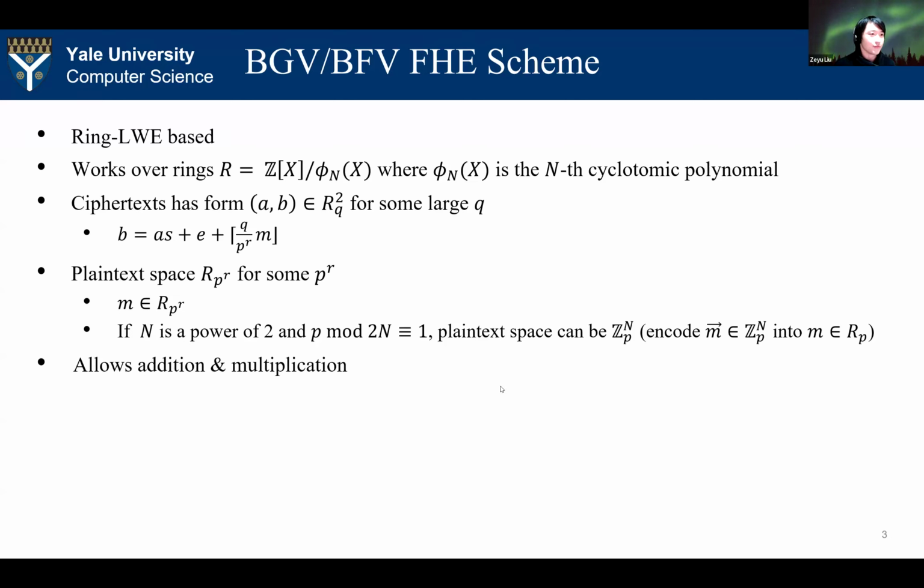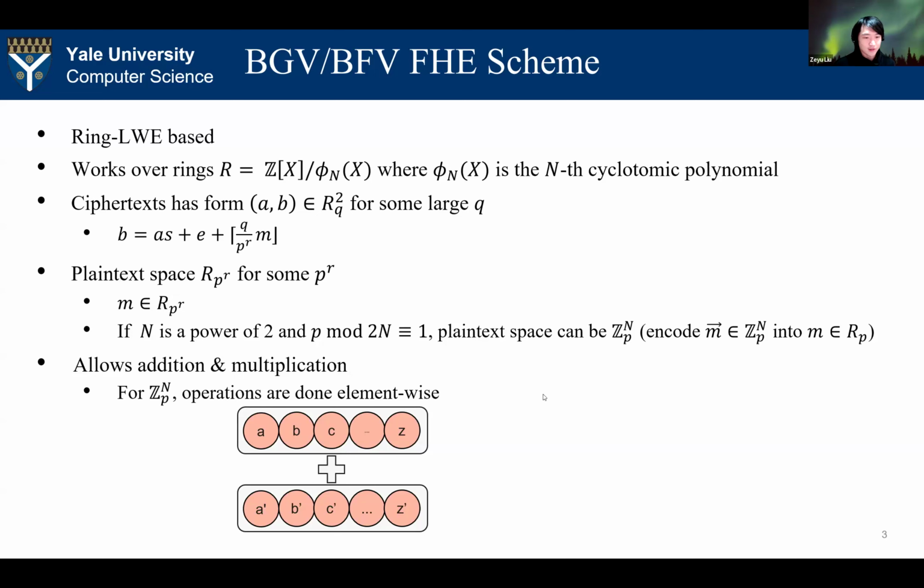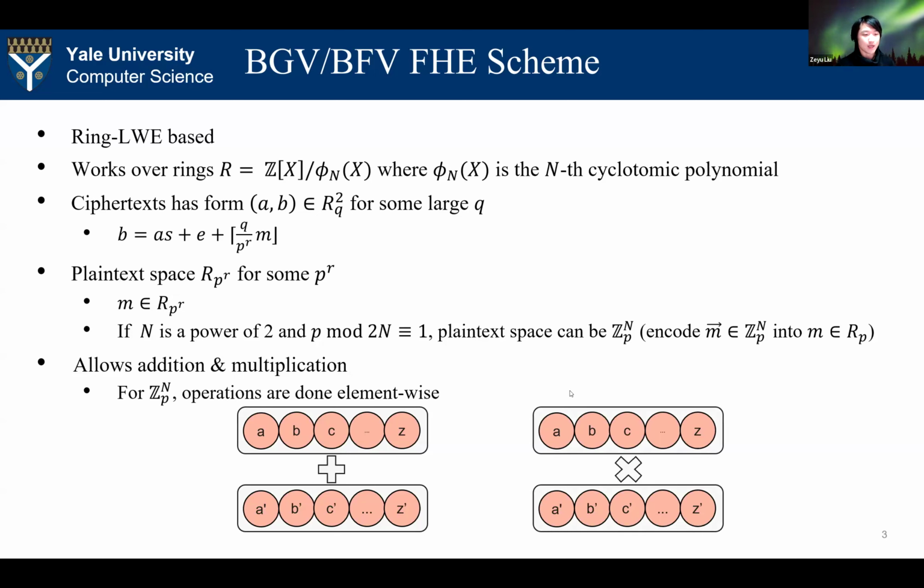And BGV/BFV majorly allows addition and multiplication, and they work over this vector Z_p^n, and the operations are element-wise. These are just two illustrations of the element-wise addition and multiplication. Throughout this talk, I will basically assume everything is done element-wise, and you will see.